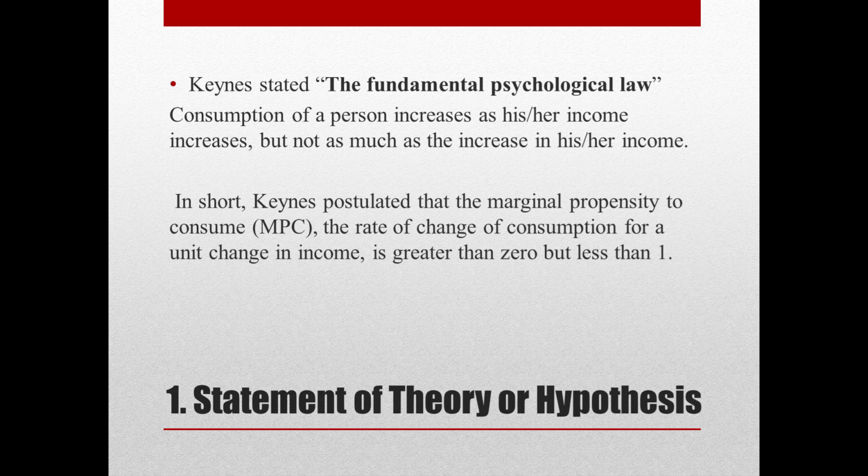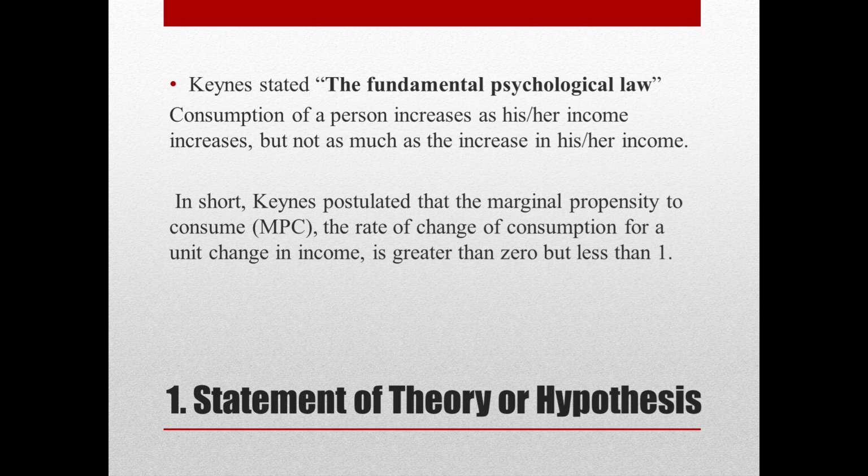It's a very simple step, that is we just have to write the statement of theory that we are going to test. For example, here we have taken the Keynes fundamental psychological law which states that consumption of a person increases as his or her income increases but not as much as the increase in his or her income. In short, he postulated that the marginal propensity to consume, MPC, which is the rate of change of consumption for a unit change in income, is greater than 0 but less than 1.